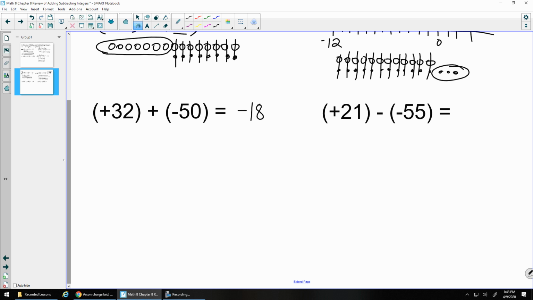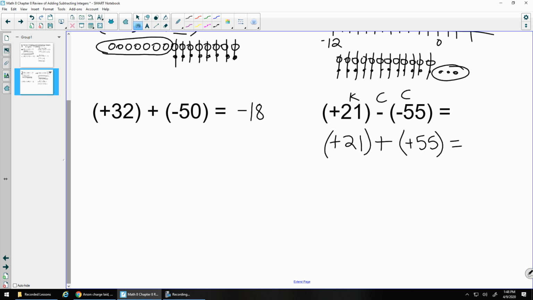Positive 21 minus negative 55. This is a great one to keep change. It's always a good idea to check to see if keep change helps. Positive 21, keep that the same. Change subtraction to addition. Change my second value, in this case it becomes positive 55. Now I just have 21 plus 55.